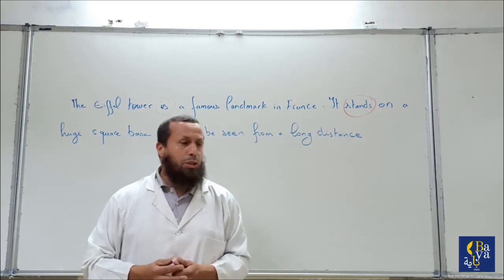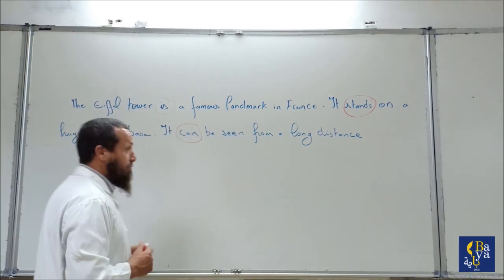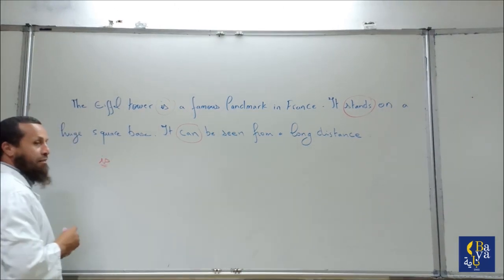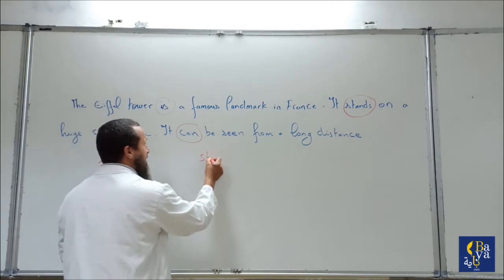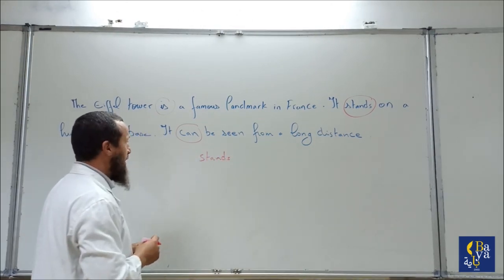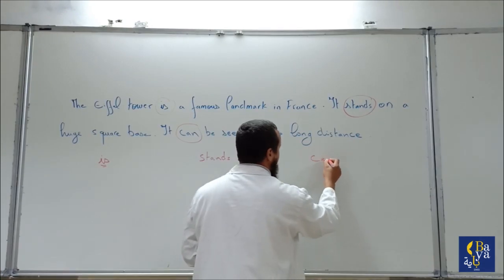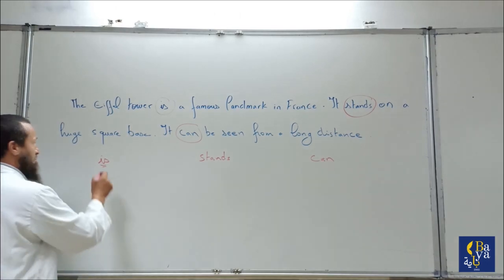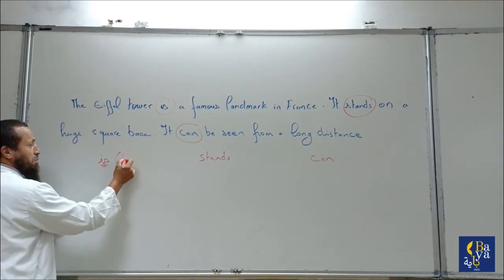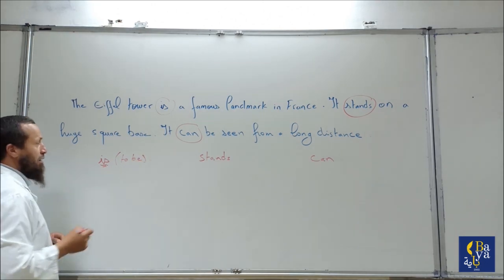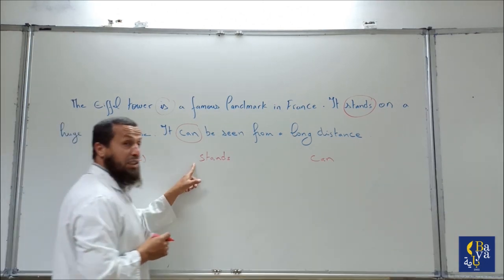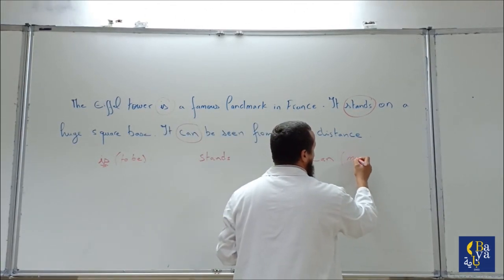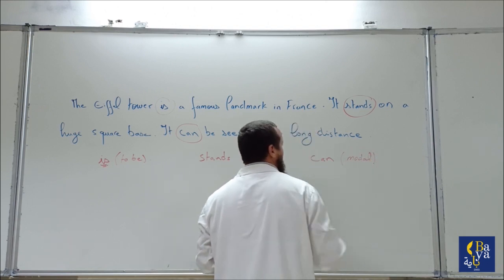So, three different kinds of conjugating: is, stands, can. Is means verb to be. Stands, verb. Can, modal or auxiliary.